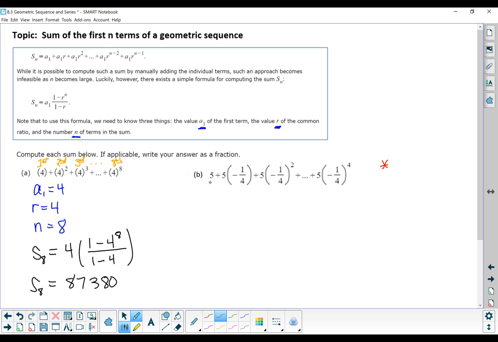sequence here that we're going to add up into a series is 5 plus 5 times negative 1/4 plus 5 times negative 1/4 squared, all the way up to 5 times negative 1/4 to the 4th. Please note on these fractional ones, Alex does not want a decimal answer. So make sure you leave your answer in fraction form.